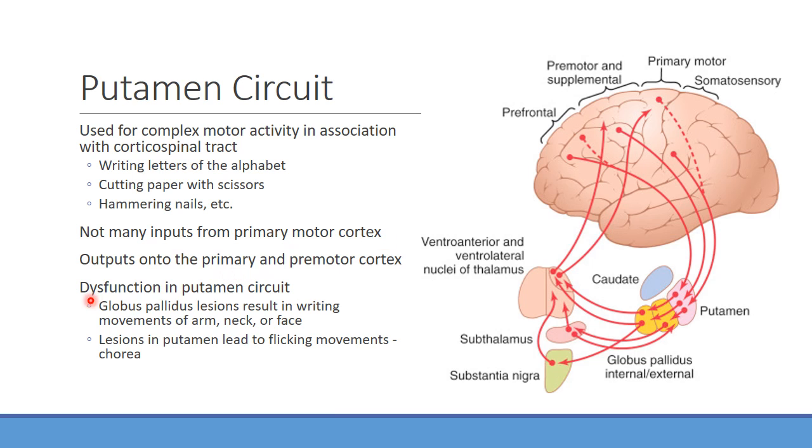And so some of the things you can see if you were to have dysfunction in the putamen circuit, say, for instance, the globus pallidus had a lesion in it, you'd have a very difficult time writing. You couldn't write letters appropriately. It would look almost like you're trying to learn for the first time, like your letters would look very crude. You'd have writhing movements of the arms, the neck, or the face. And if you were looking at a lesion in the putamen specifically, you can actually see this chorea that occurs, these flicking movements that happen. Okay, so depending on where strokes occur, depending on other types of lesions, you can see lots of different kinds of movement disorders. But again, this is all the putamen circuit, better for causing those complex motor patterns to occur.